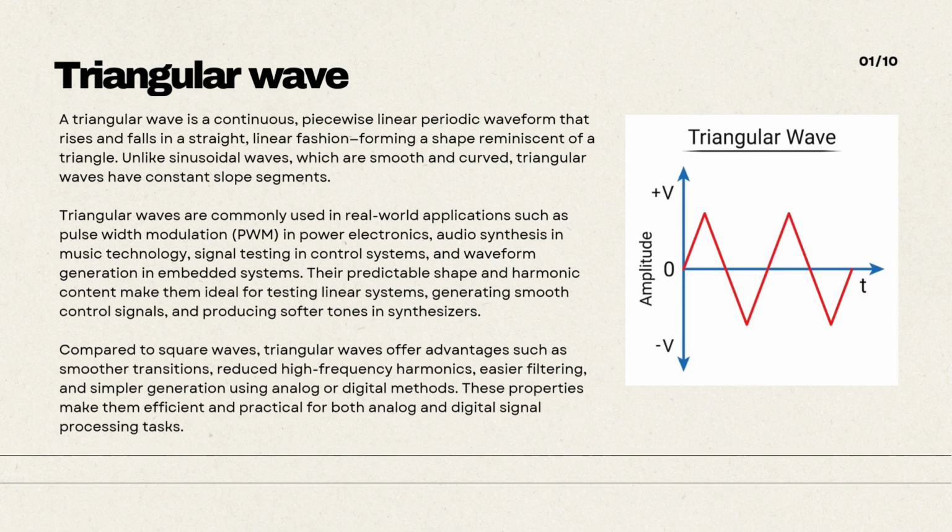tones in synthesizers. Compared to square waves, triangular waves offer advantages such as smoother transitions, reduced high-frequency harmonics, easier filtering, and simpler generation using analog or digital methods. These properties make them efficient and practical for both analog and digital signal processing tasks.